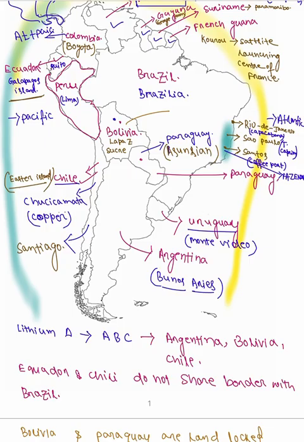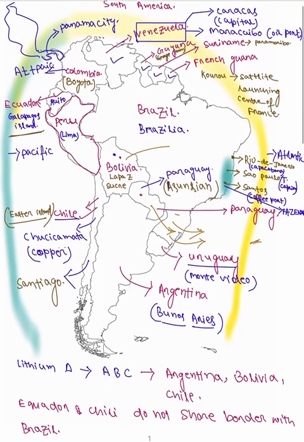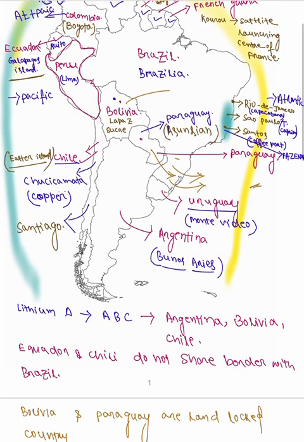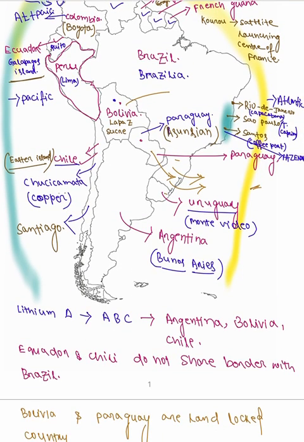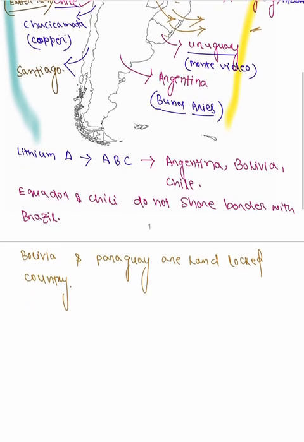See, here there is the Atlantic Ocean, but if you are in Uruguay, then you can directly come. If you are in Brazil, then you can directly come. But if you are in Paraguay, you have to come to this place and then you have to come here. So these are called landlocked countries, which do not have direct accessibility to the sea. So Bolivia and Paraguay are two landlocked countries. Now we will check out our notes.